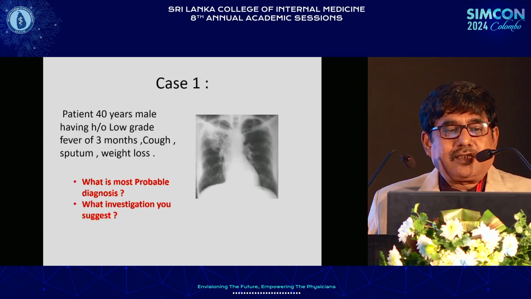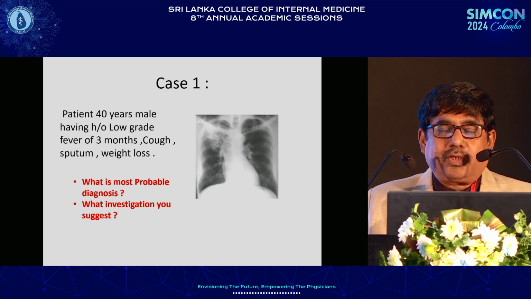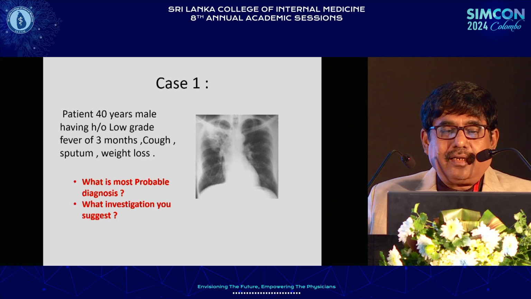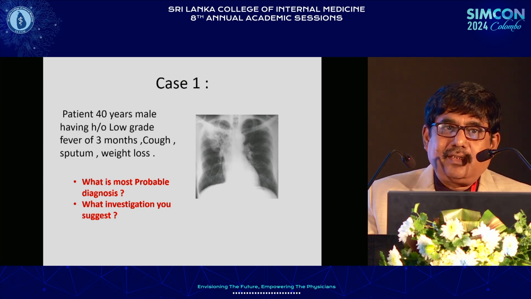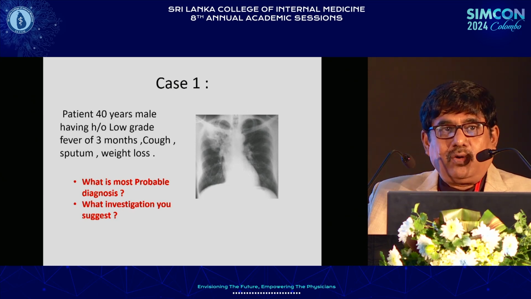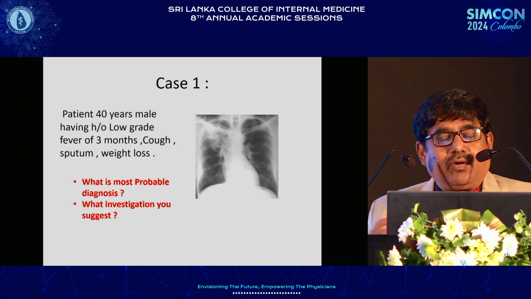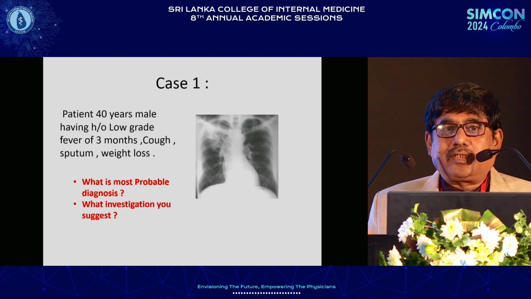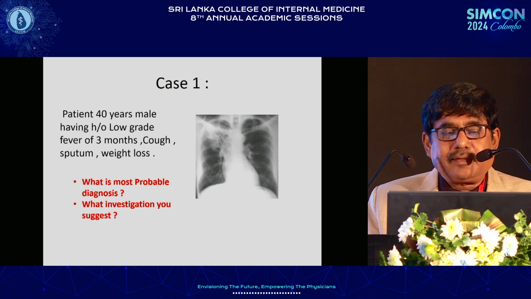First case: a 40-year-old male came with a history of low-grade fever for 3 months, cough of almost the same duration, sputum, weight loss, and such type of X-ray. What is the most probable diagnosis? It is very easy for any tropical physician. Such a low-grade fever, cough with infiltration in the right upper lobe, most likely diagnosis is pulmonary tuberculosis. And what investigation do we send? Commonly we send sputum for AFB staining, and if we get it, we start treatment.